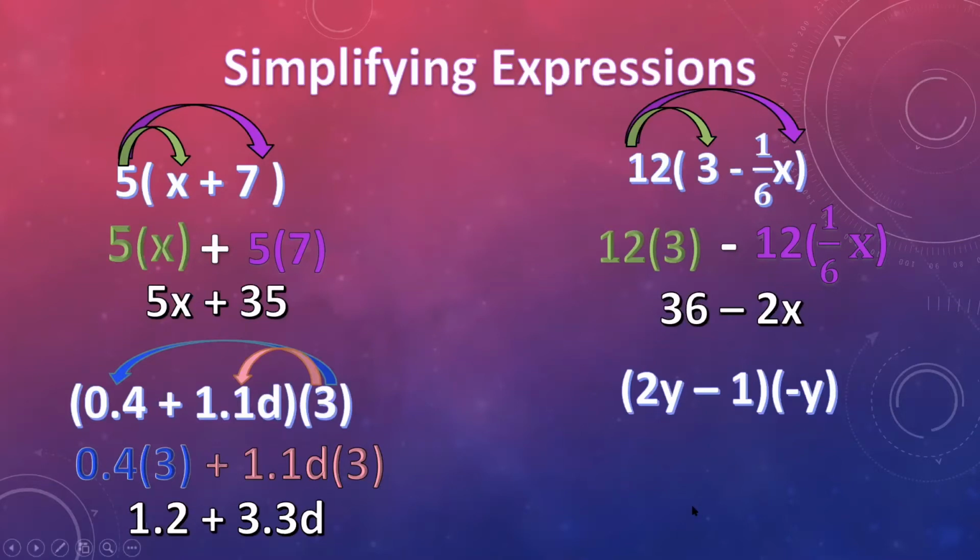Okay, so let's see how you did on number 4. If I distribute a negative y to the 2y, that gives me, okay, and then the negative y to the negative 1.